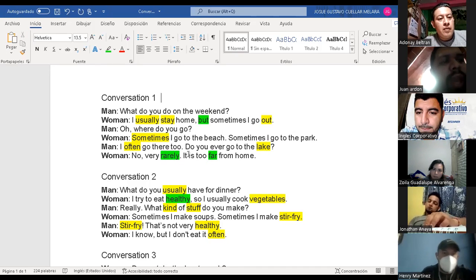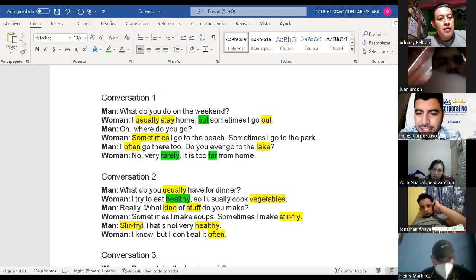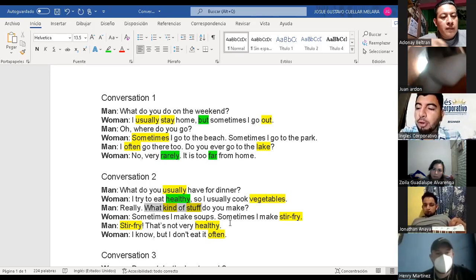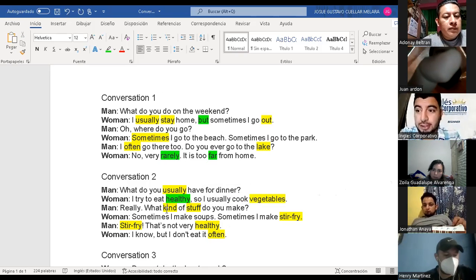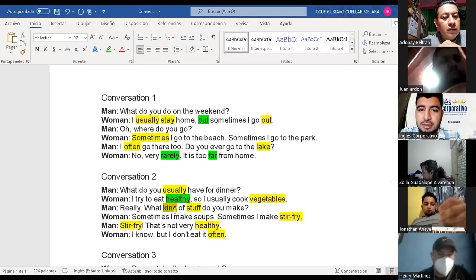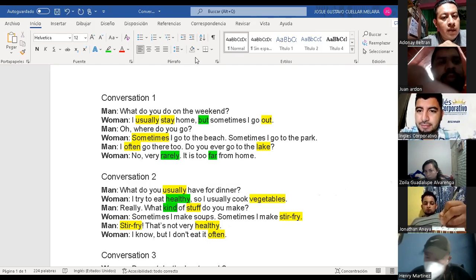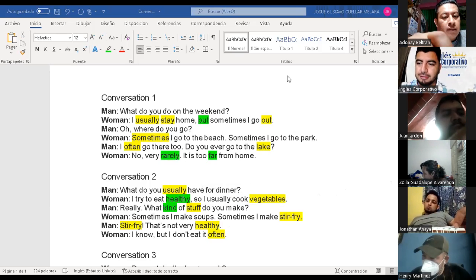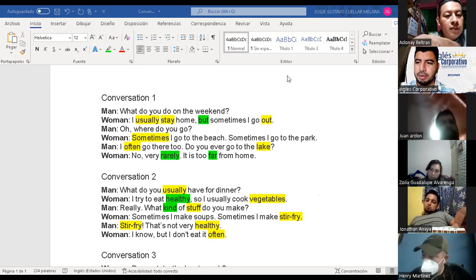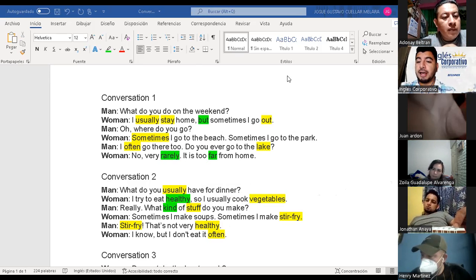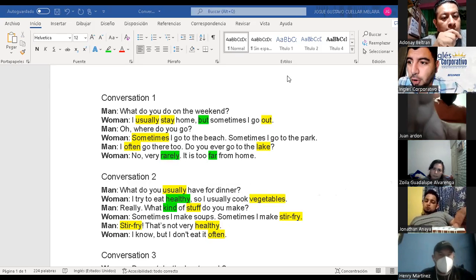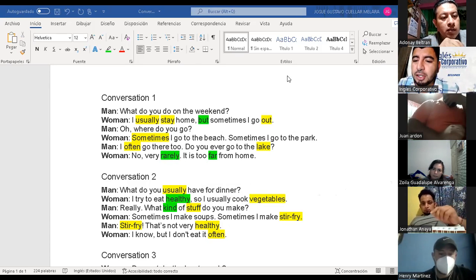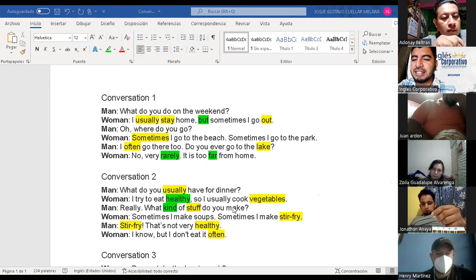The expression, what kind of stuff? What is the meaning? What kind of stuff? Cuando le dicen, ¿qué tipo de cosas? Kind significa tipo. Esa es bien importante, esa kind. What kind? Por ejemplo, le dicen, ok, do you want pupusas? Yes. What kind? ¿De qué tipo? ¿De cuáles? Como el meme, ¿de cuáles? Gatito, ok. What kind of stuff? Stuff significa cosas. What kind of stuff do you make? ¿Qué tipo de cosas haces? Make significa hacer.